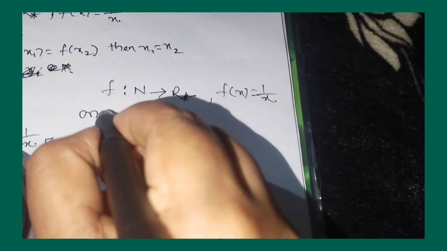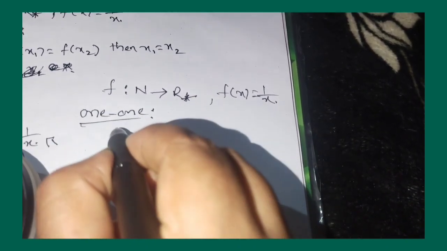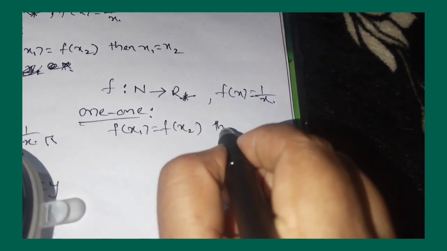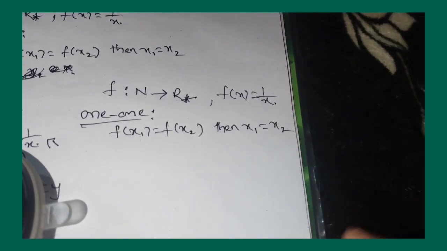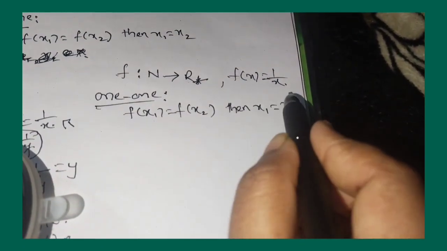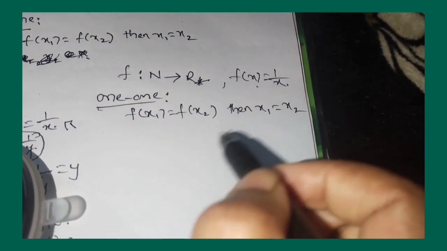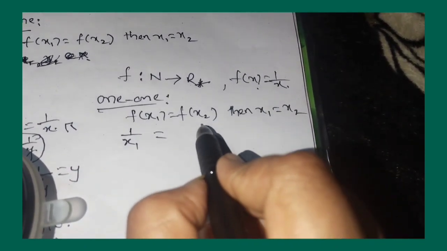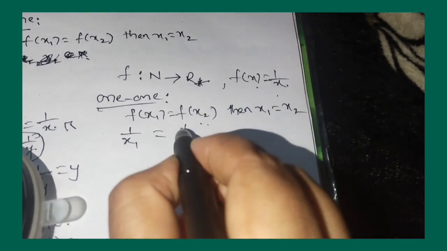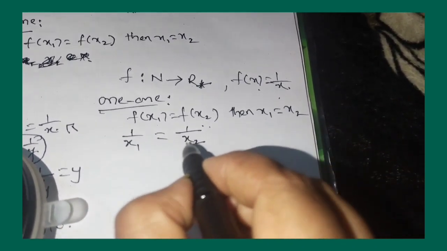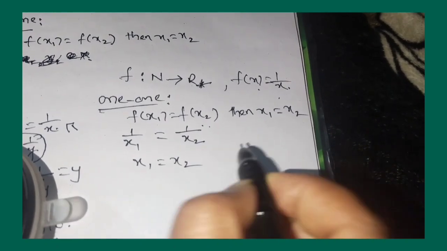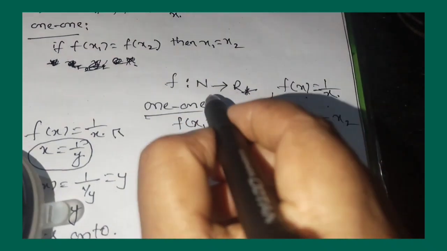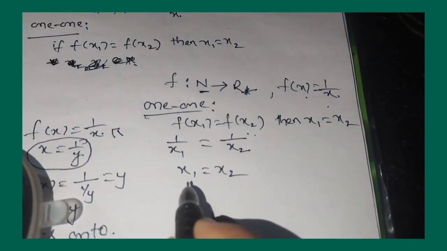Write the 1-1 function definition. What is the 1-1 function definition? If f of x1 is equal to f of x2, then x1 is equal to x2. So what is f of x1 here? Just replace x by x1. So write 1 by x1 is equal to f of x2. What is f of x2? Replace x by x2. 1 by x2. Take cross multiplication, we get x1 is equal to x2. Here, what is x1? x1 is input. That is natural numbers. Natural numbers are the inputs.